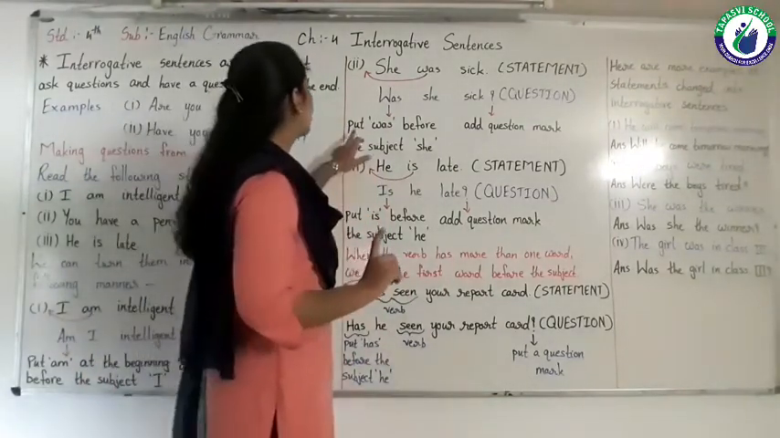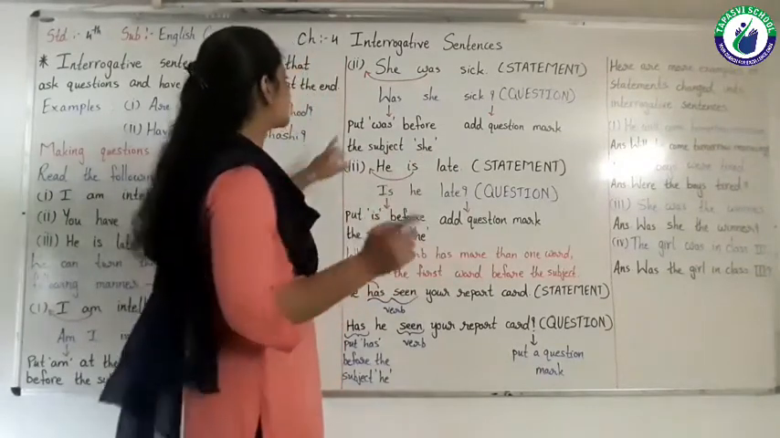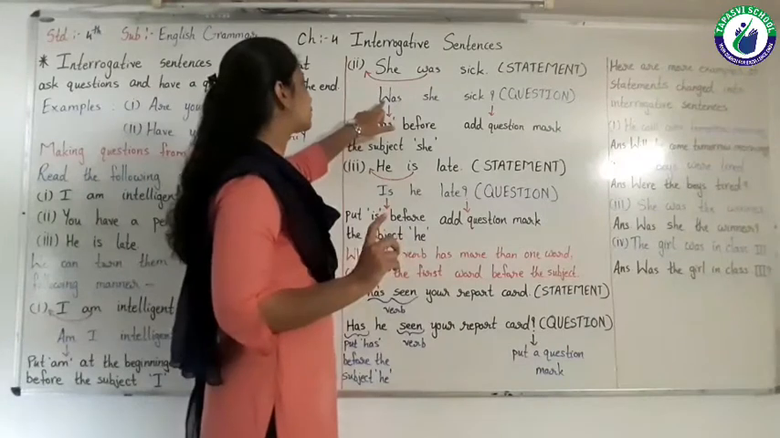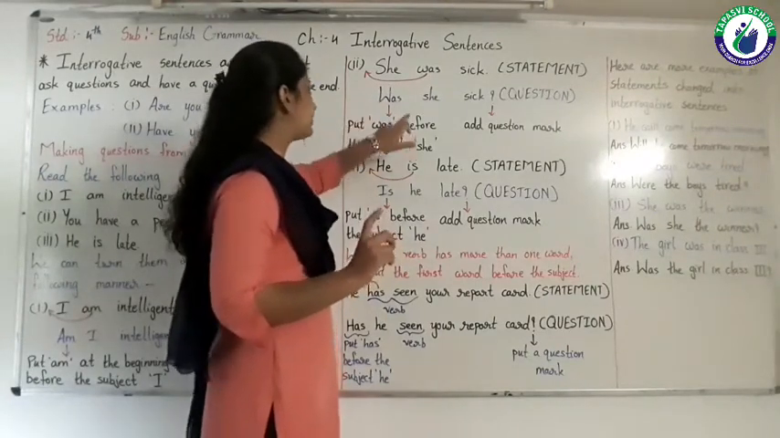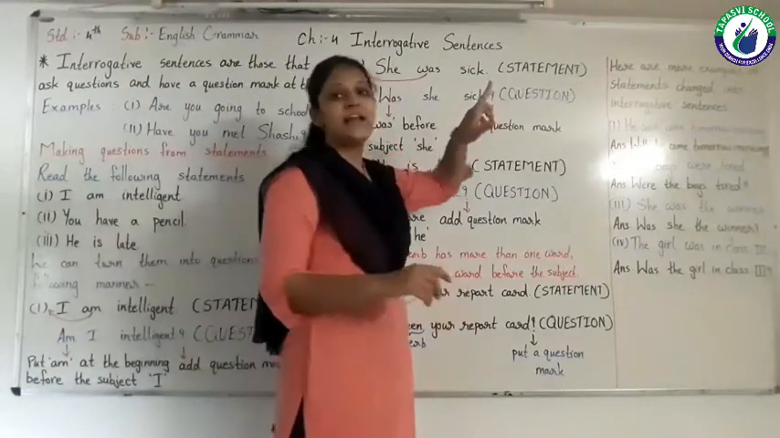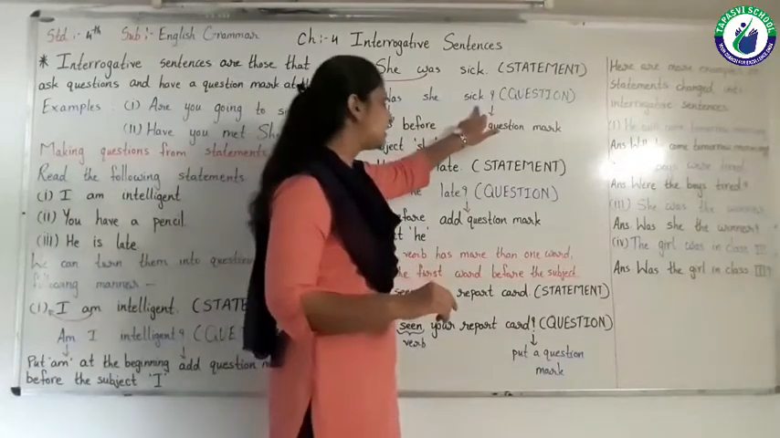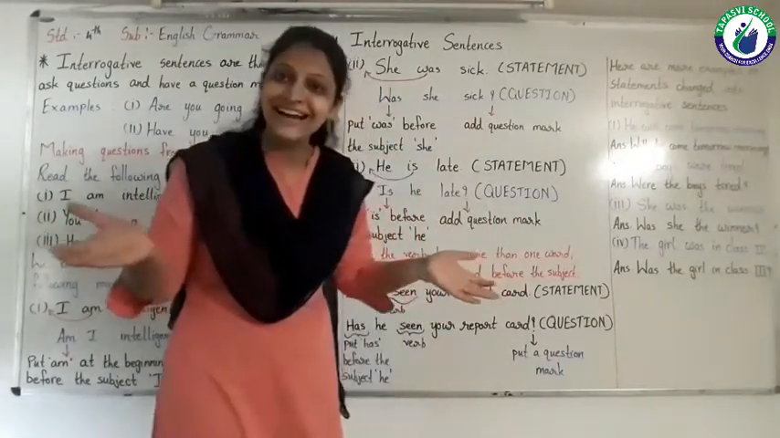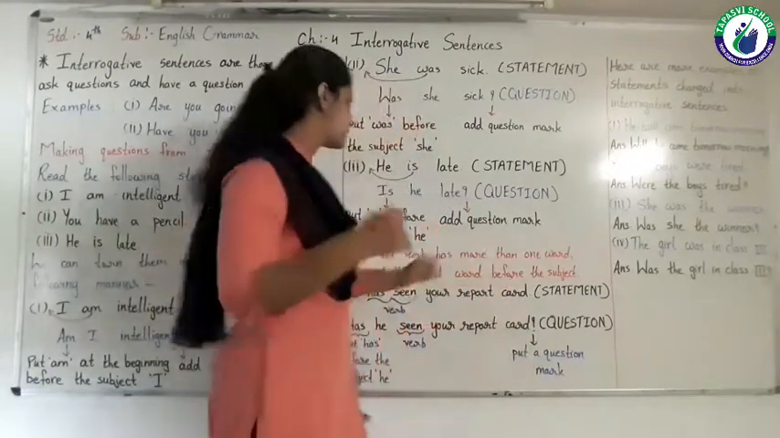So put was before the subject she. In this sentence, was we have to put before the subject. So was is a verb, she is the subject. Sick. At last we put question mark. Was she sick? तो ये क्या बन गया? Question sentence or we can say interrogative sentence.